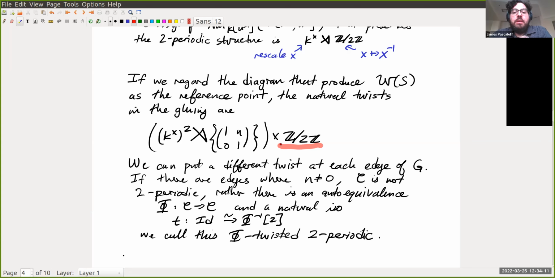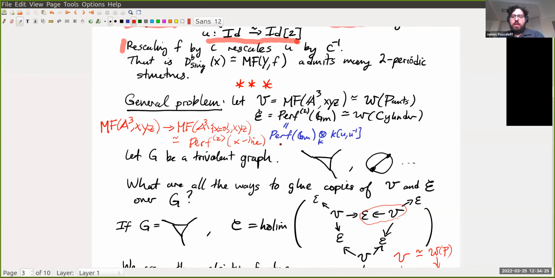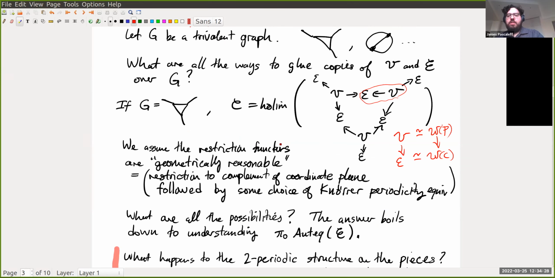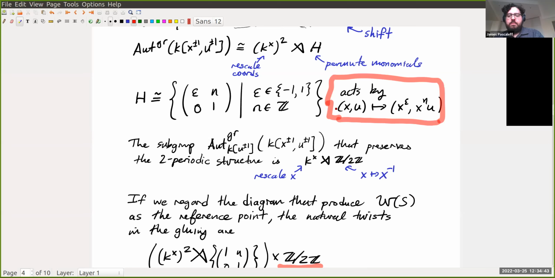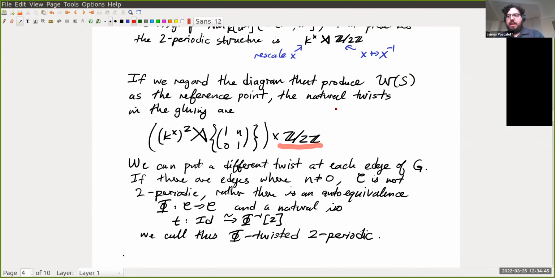Now you ask, okay, what structure do you get then? Well, it's not so crazy to see what you get. I can put a different twist at every edge of the graph. If we go back to this diagram, what I'm saying is that, relative to the reference diagram where the result was the Fukaya category of a surface, I can put a twist at every edge. And I can put different ones. I can choose them independently. Cool. Now, what do you get?